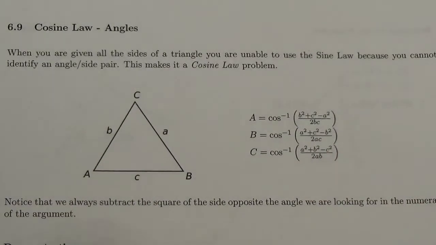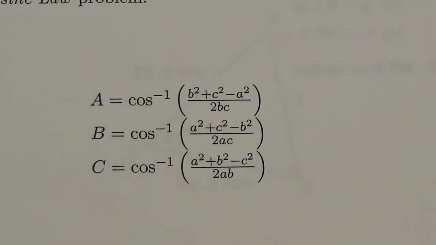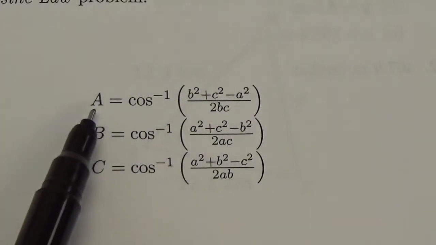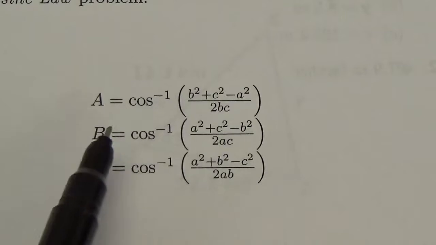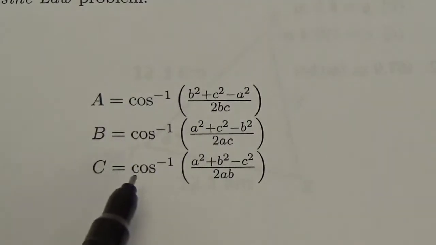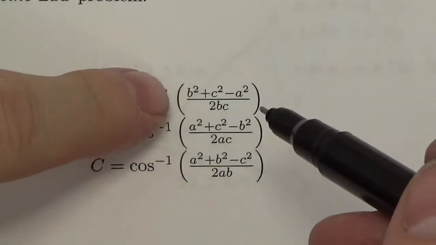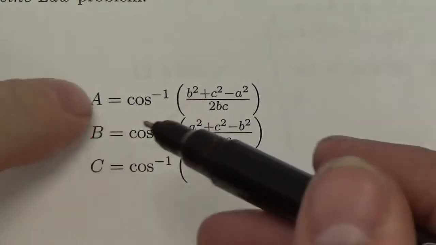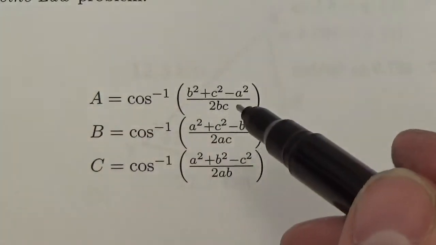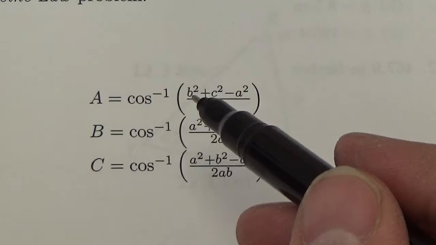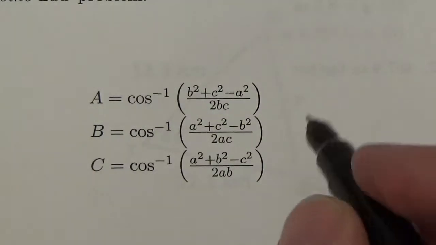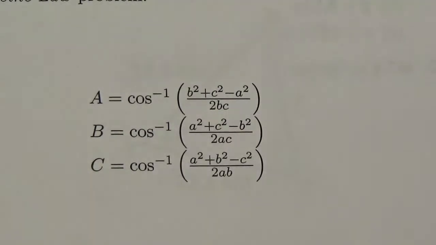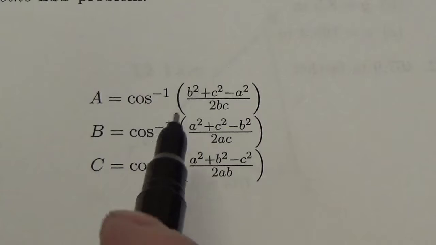So what I want to do is just zoom in on this. This is what it looks like if you're looking for angle A. This is what it looks like if you're looking for angle B and angle C. Now, what you should notice is that when I'm looking for an angle, let's say angle A, I need side a, side b, and side c. So it turns out I need all three sides. In order to solve for an angle using the cosine law, I need all three sides.